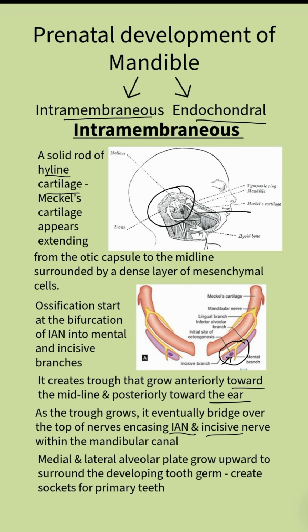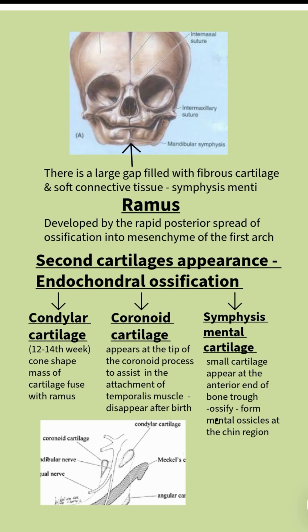Medial and lateral alveolar plates grow upward to surround the developing tooth germs, creating sockets for the primary teeth. During development, the left and right sides grow toward each other but do not actually fuse prenatally. Instead, there is a large gap filled with fibrous cartilage and soft connective tissue, which is called the symphysis menti.